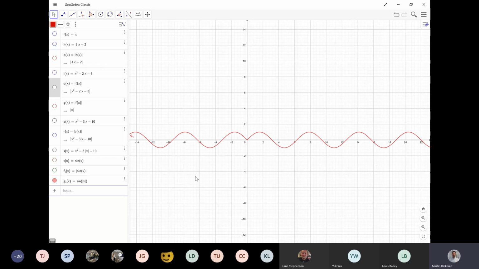Finally, we do sine of the modulus of x. What we do here is draw the graph as normal for x greater than 0. So this is just our normal sine graph to the right. But then we reflect all of that in the y-axis, as so.